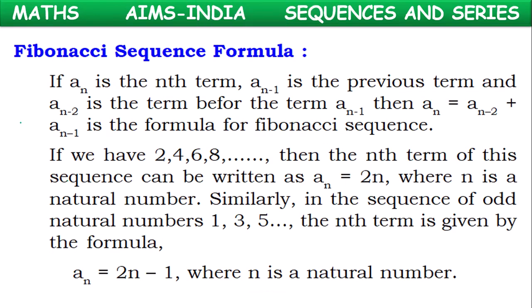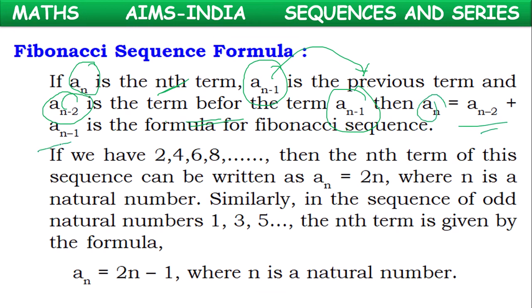Next one. Fibonacci sequence formula. If an is the nth term, an minus 1 will be its previous term, and an minus 2 is the term before the term an minus 1. So then an equal to sum of an minus 2 term and an minus 1 term, where n is greater than 2. This is the formula for Fibonacci sequence.